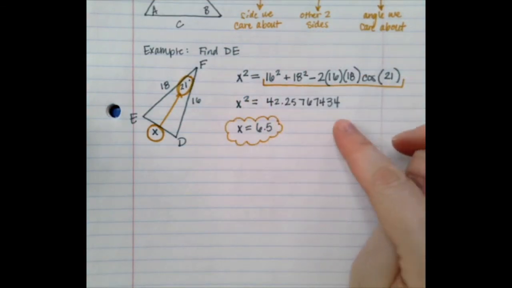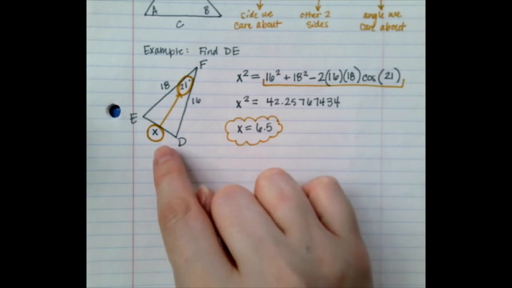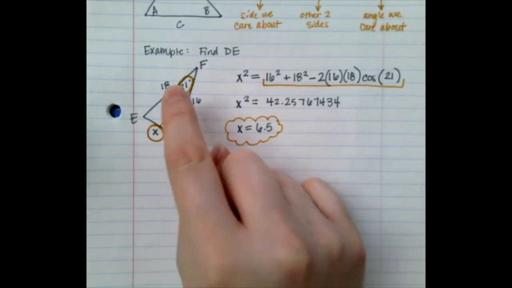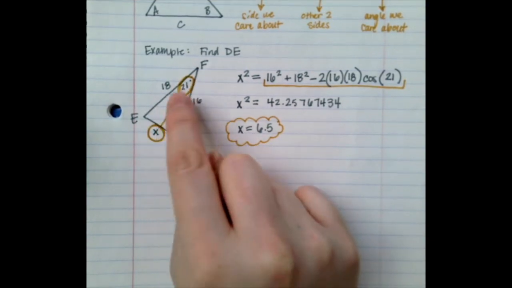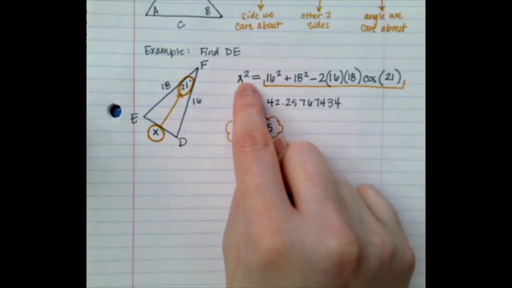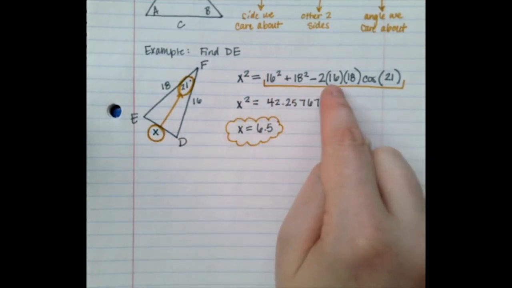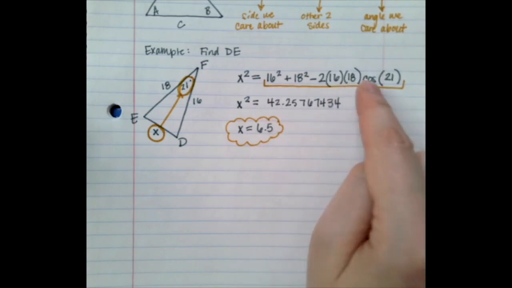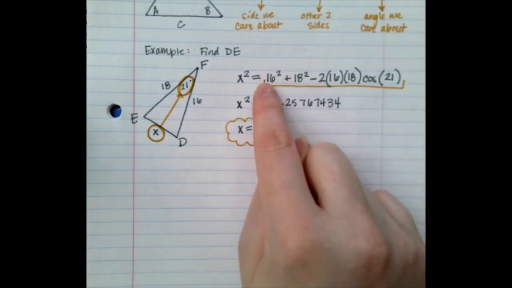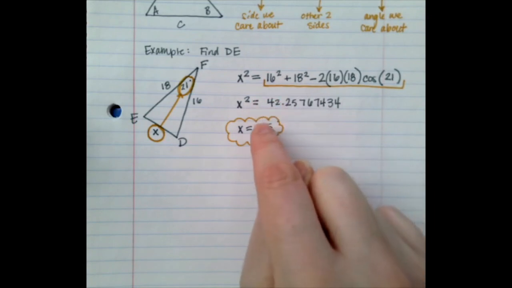And that's it for finding sides. You just want to identify the side and angle you care about by putting them both in circles. Start with the side you care about, and then the other two sides go into the formula. And then you end with the angle that you care about and type all that into your calculator and square root.